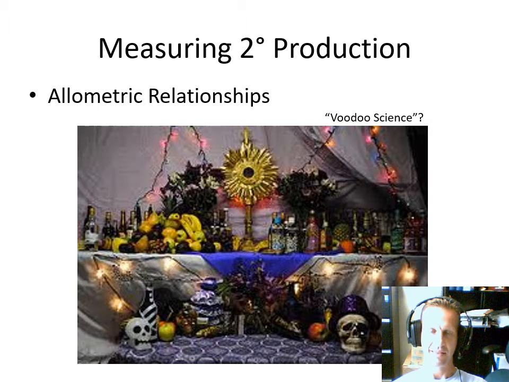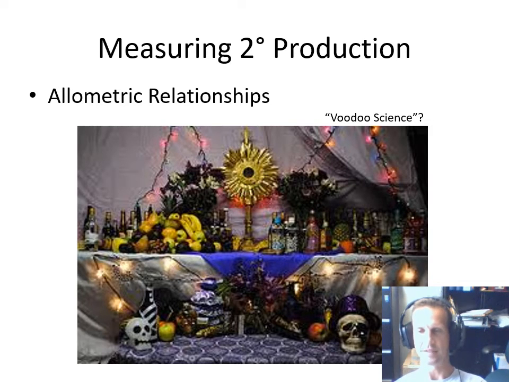Another method that's used that's a little easier to apply but has some more uncertainty involved in it is the allometric method. And because there's some uncertainty and some assumptions involved, some people call this voodoo science. And this is a picture of a Haitian voodoo altar. And anyways, that's why I have a picture of a Haitian voodoo altar here. I don't mean to impugn allometry or Haitian voodoo.